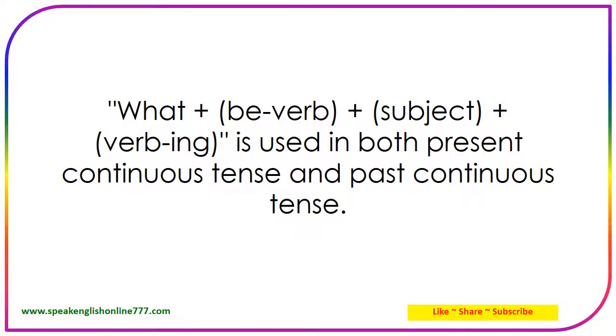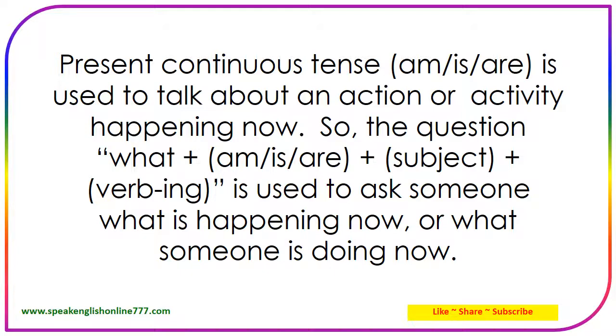What plus be verb plus subject plus verb-ing is used in both present continuous tense and past continuous tense. Present continuous tense, am or is or are, is used to talk about an action or activity happening now.